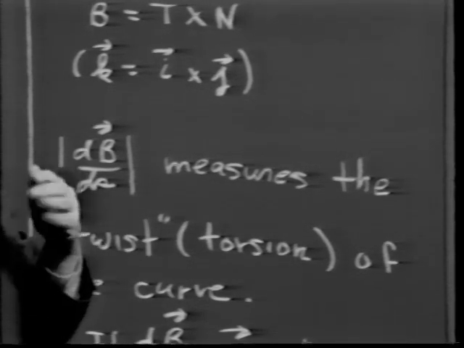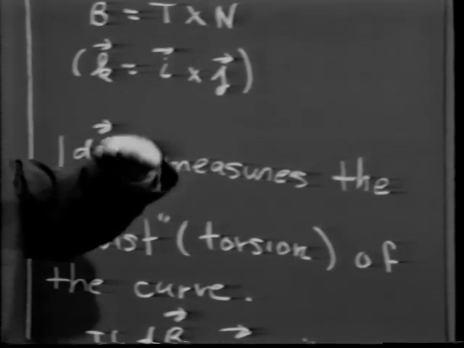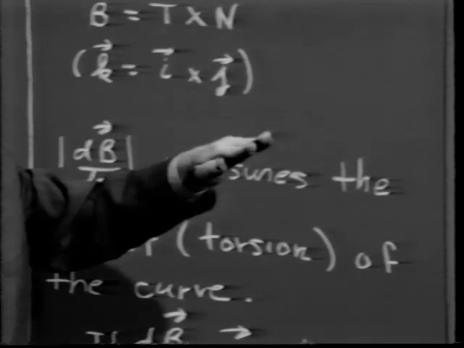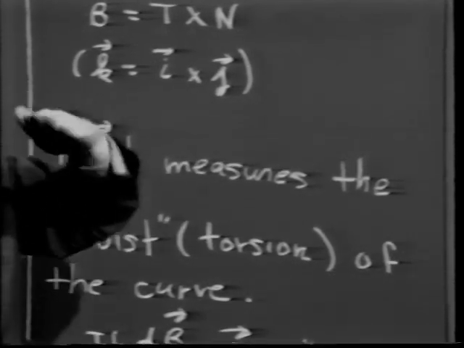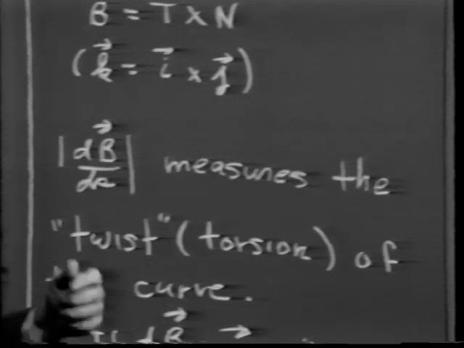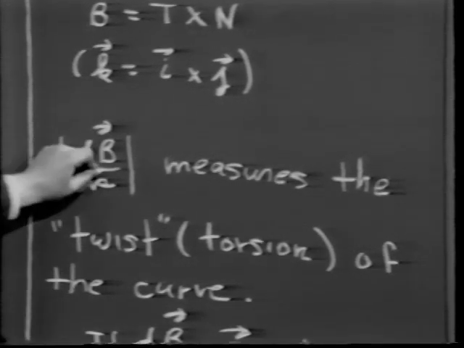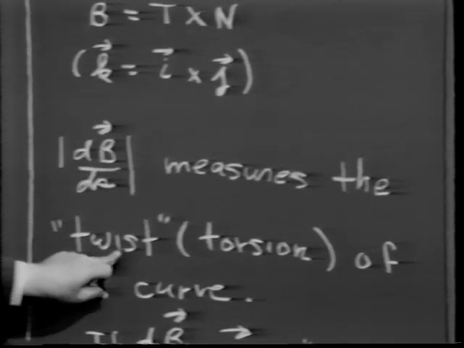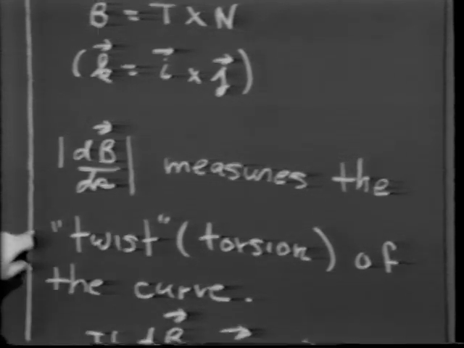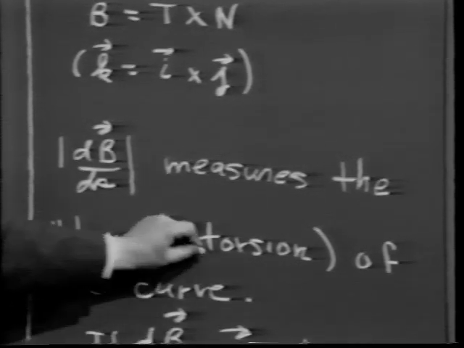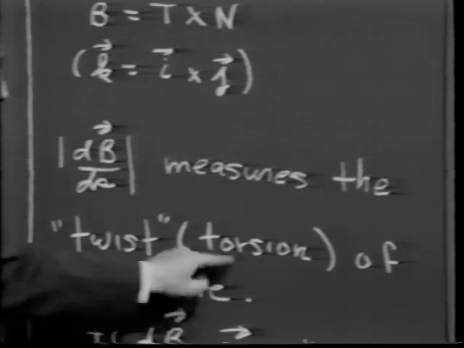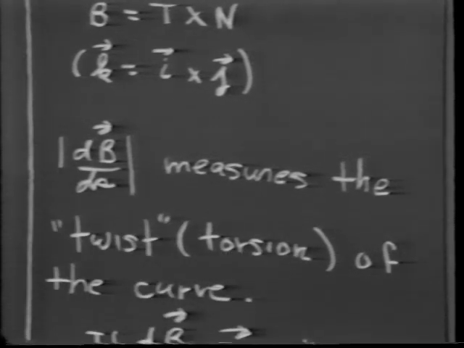In other words, here's this tangent plane following a point, a particle along the curve, and how fast the direction of that tangent plane is changing is measured by dB/ds. That is called the twist. I call it the twist. I put it in quotation marks because nobody else calls it the twist. The formal name is the torsion. This is called the torsion. I talk about that more in the notes.